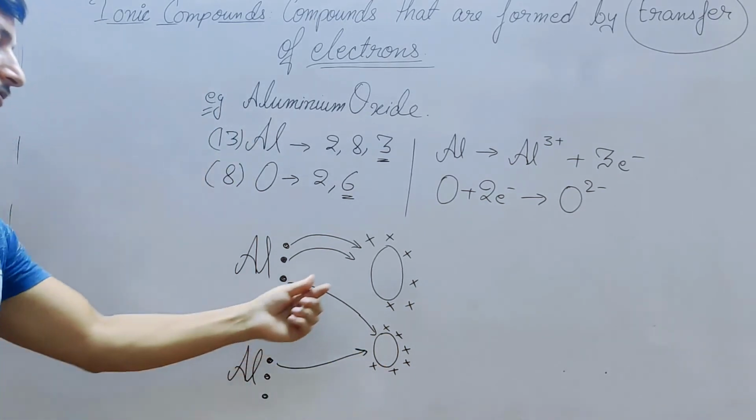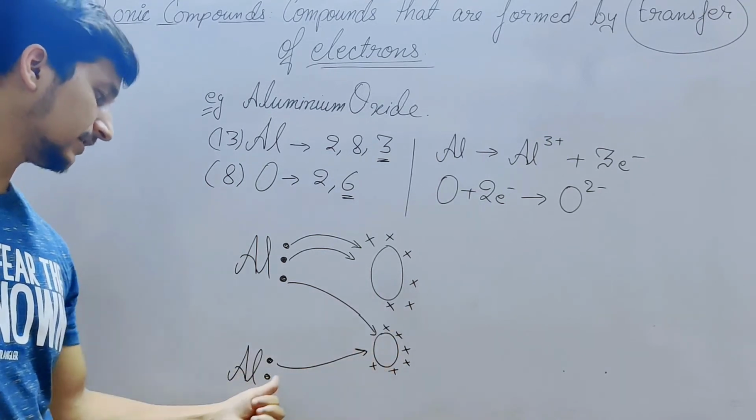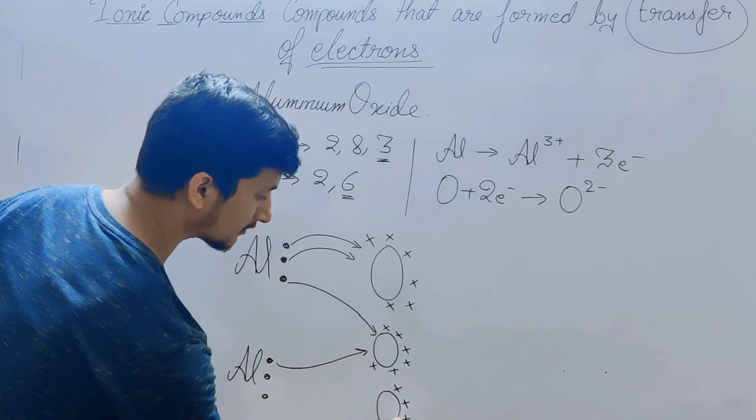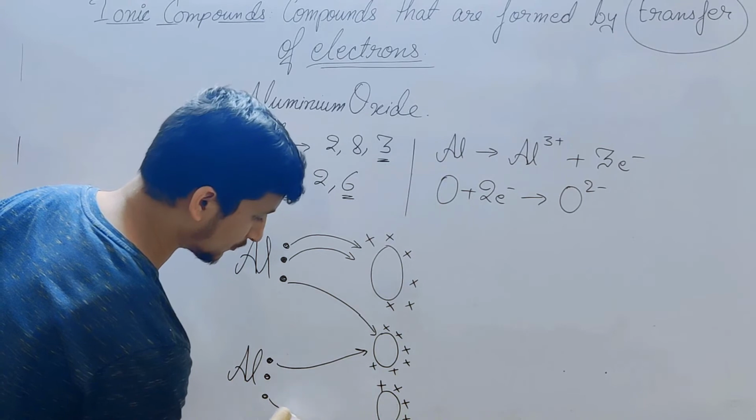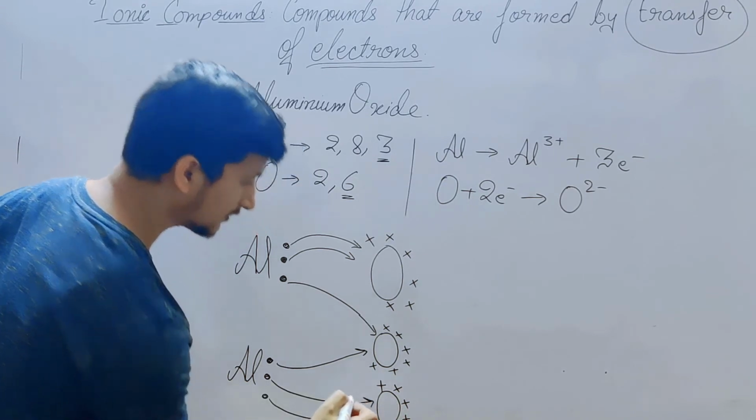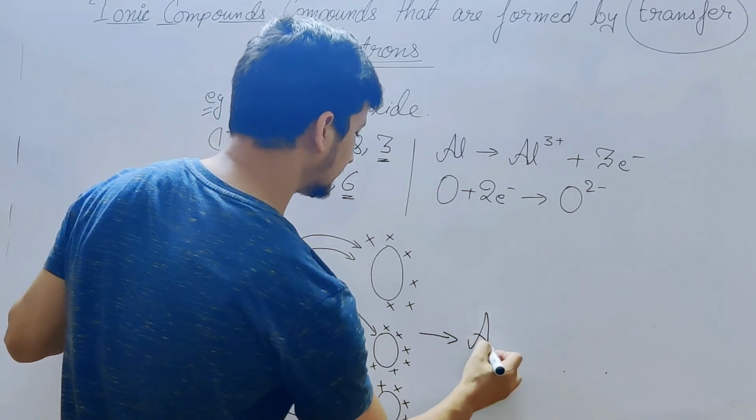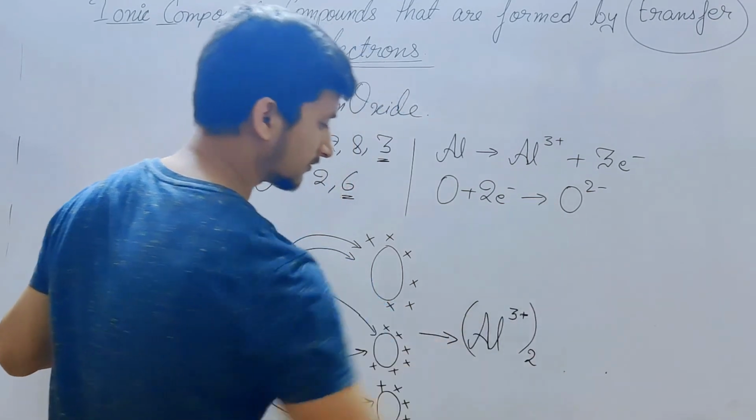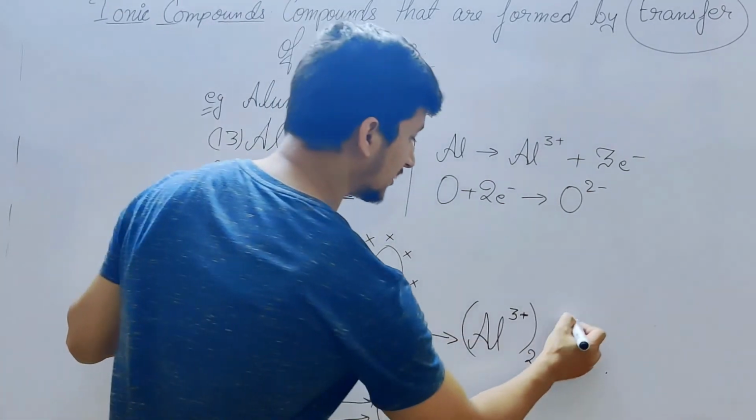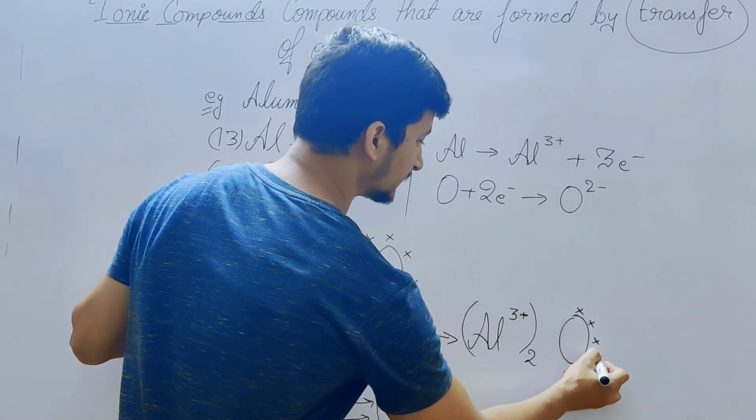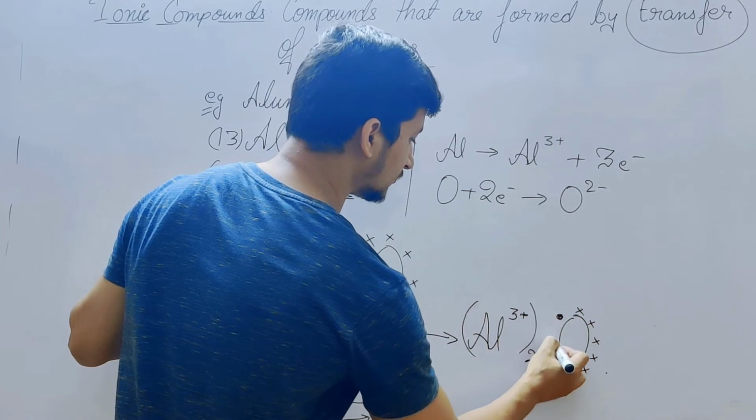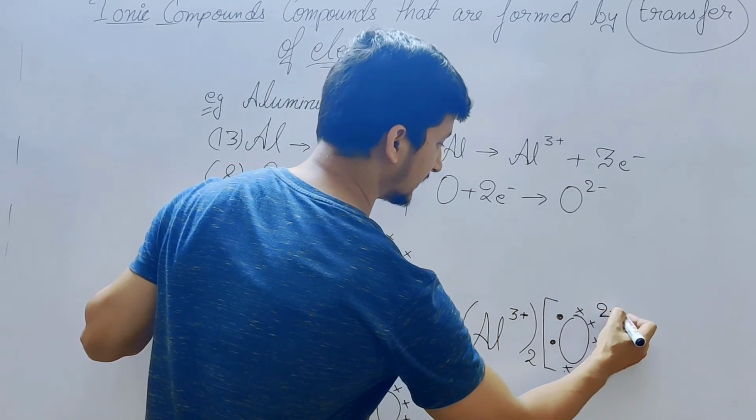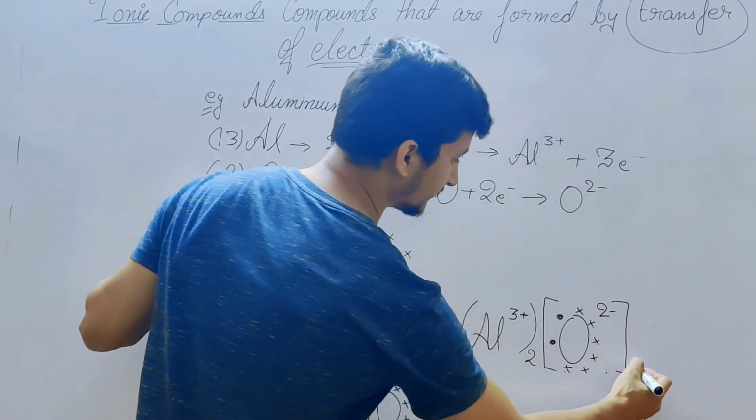Okay, so now look, both the oxygen atoms are having 8 electrons, but this aluminium still wants to lose 2 electrons. So this will donate its 2 electrons to the third oxygen atom. In this way, we see that there are 2 aluminium atoms having a charge of 3 positive. So there are 2 aluminium cations. And talking about oxygen, it is having 6 electrons of its own and 2 electrons that were gained from aluminium. So it will have a charge of 2 negative. And we have 3 oxygen atoms, so here we will get 3.